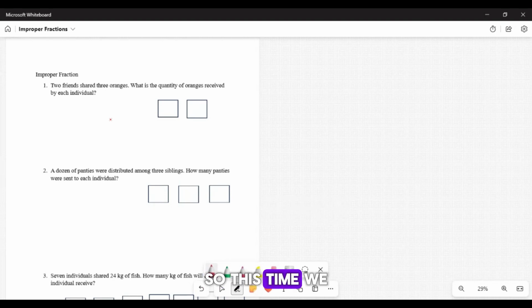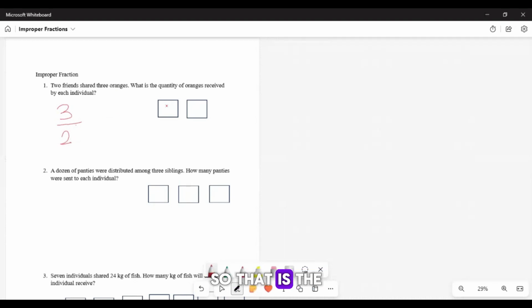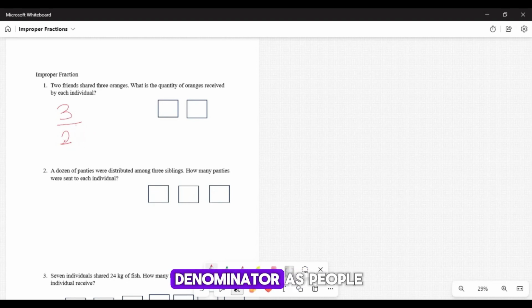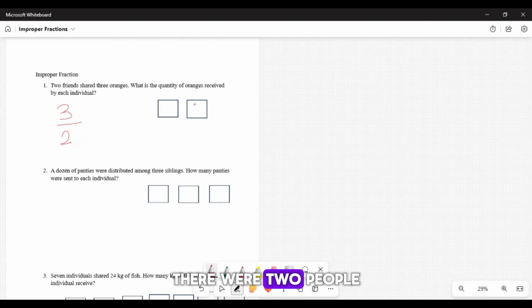So this time we have 3 oranges, and this is the representation of the three oranges to be shared among 2 friends. So that is 3/2. And now the denominator is the 2 friends, the first person and the second person. So you represent the denominator as people. You can always take it that way. So there were 2 people that were going to share 3 oranges. What is the quantity of oranges that is received by each individual?